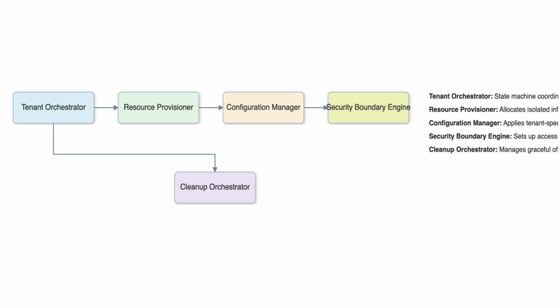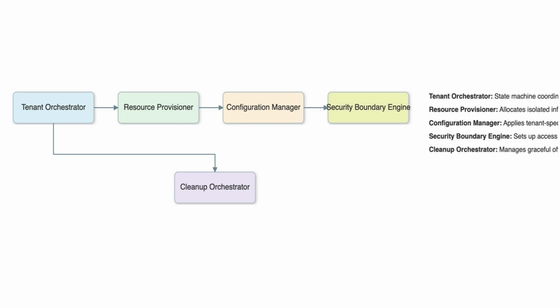The security boundary engine is crucial, setting up authentication tokens, access control lists, and encryption keys to prevent data leakage. Finally, the cleanup orchestrator handles offboarding, systematically removing data while respecting vital retention policies, even for legal compliance. So, how do we implement such a sophisticated system in practice?